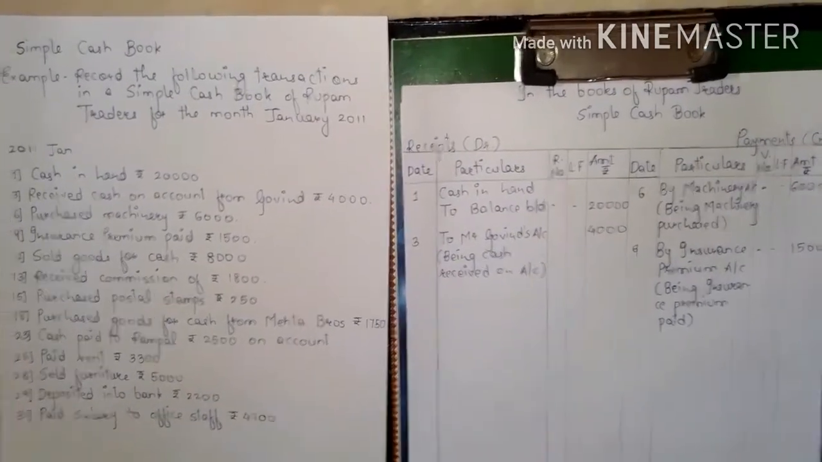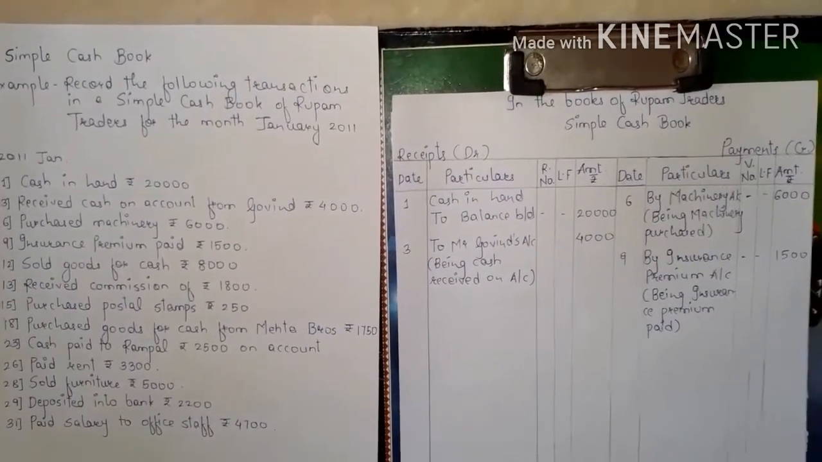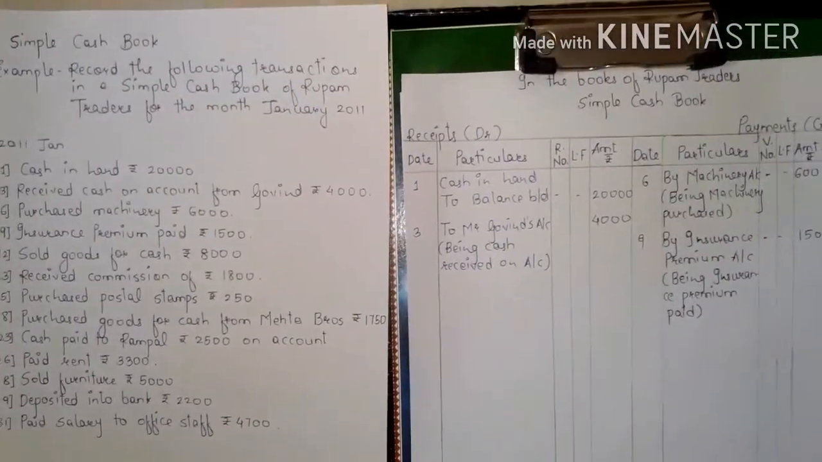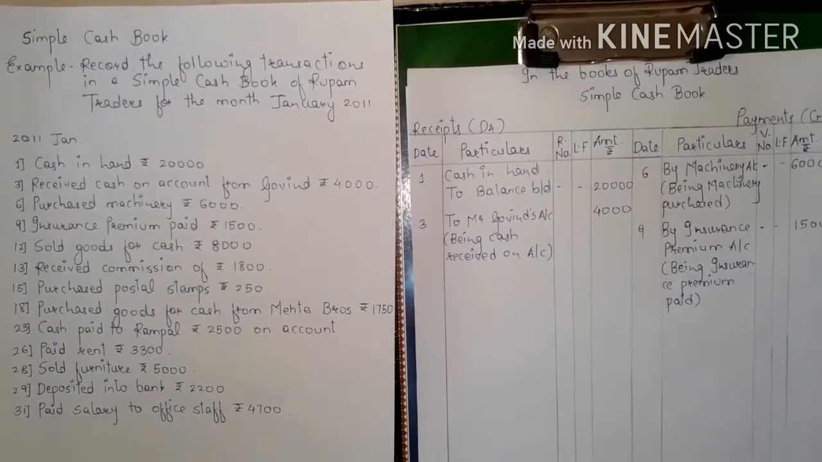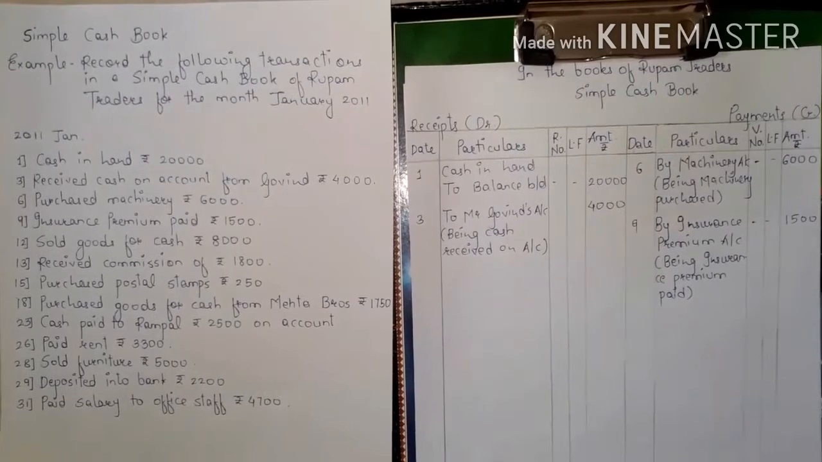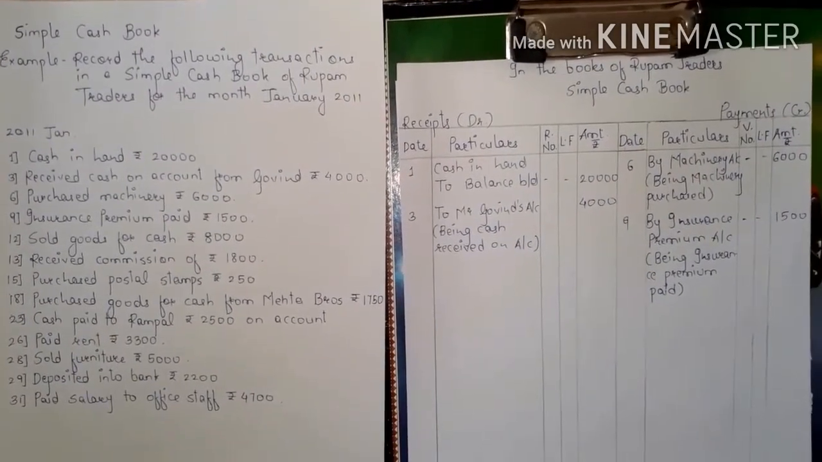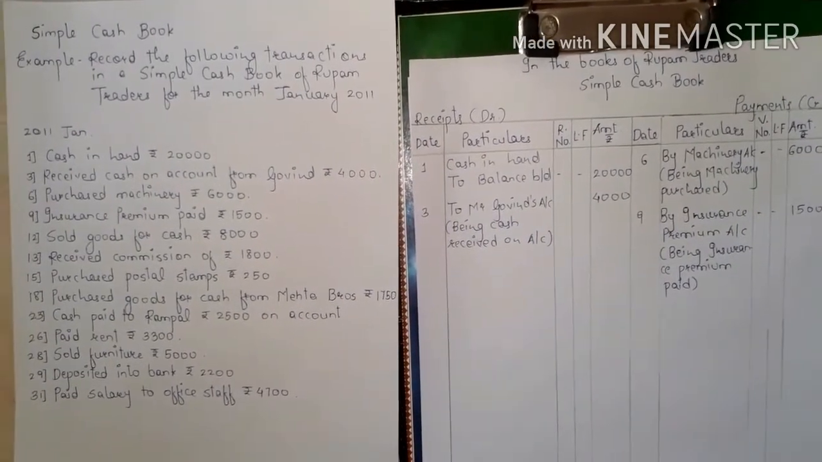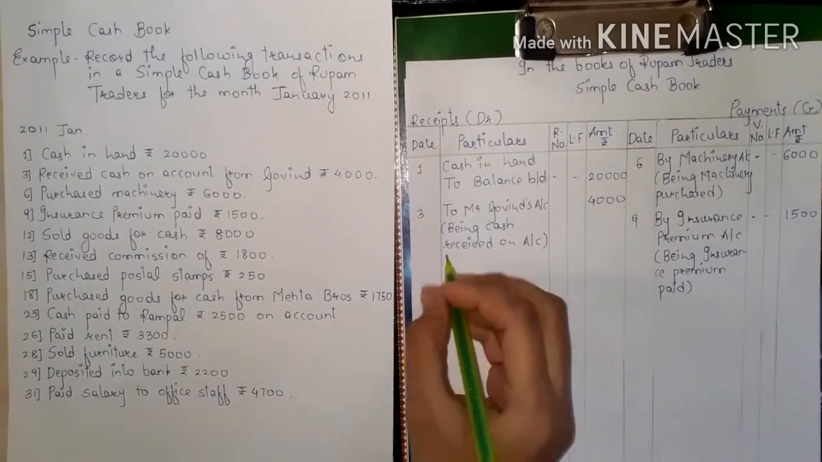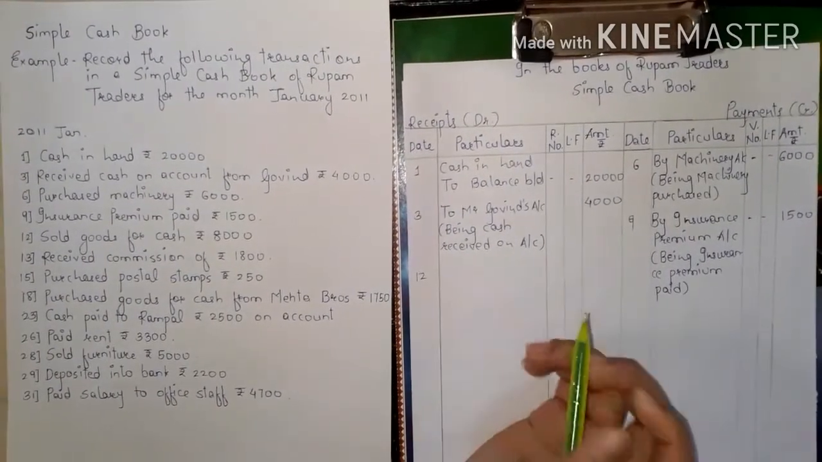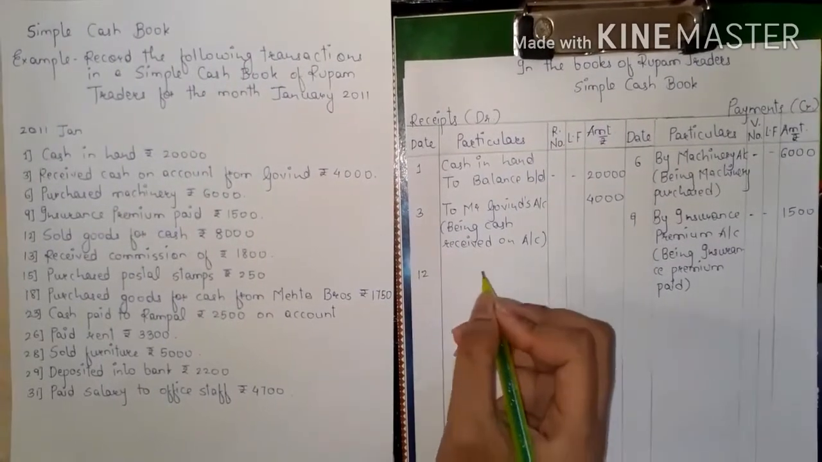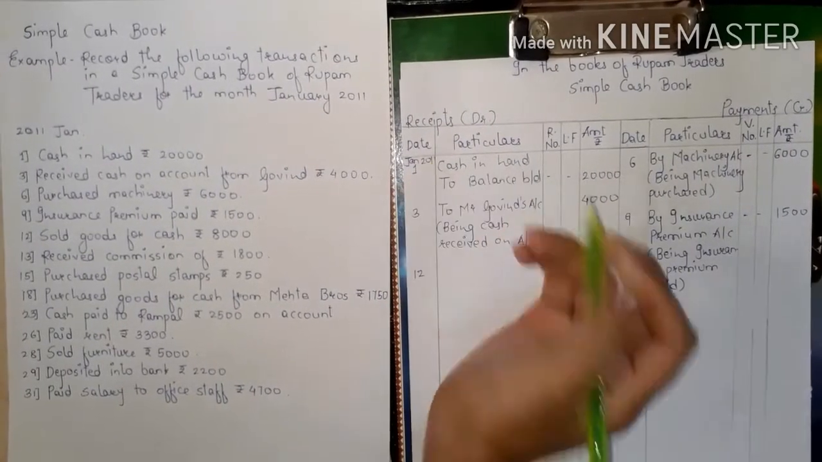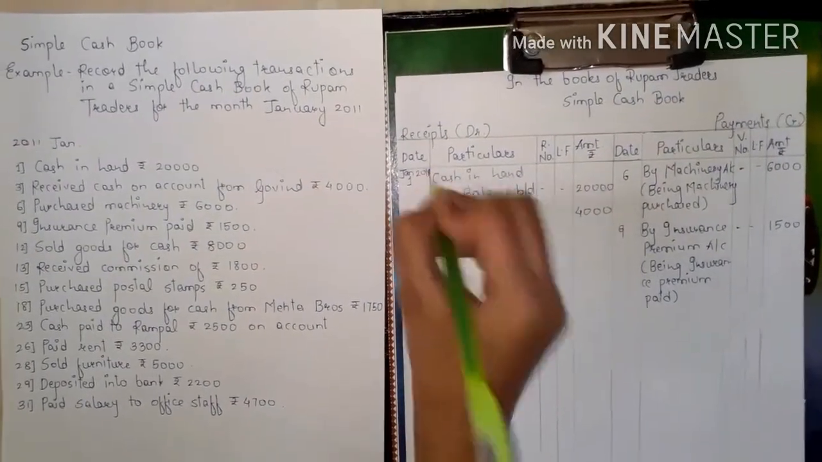Next, on 12th January, sold goods for cash rupees 8,000. Now this is the profit for Rupam traders since we have sold goods. So we are gaining profit over here, that is we are receiving cash. So this transaction will appear on the receipt side, that is debit what comes in. So the date for the transaction is 12th January. Here I will write down January 2011. All these dates are of January 2011.